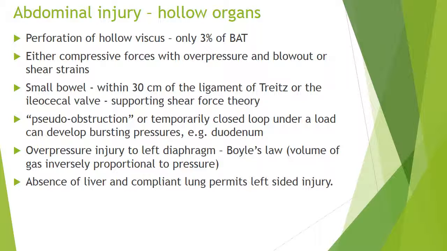Now, considering the whole of the abdomen together, there are solid and hollow organs. So when there is an overpressure to the entire abdominal cavity, on the right side there is the liver, in the center there is the heart, whereas on the left side there is a compliant diaphragm and the lung. And this increases the pressure on the left side of the diaphragm, therefore leading to a left-sided diaphragmatic injury, which is more common than a right-sided diaphragmatic injury.